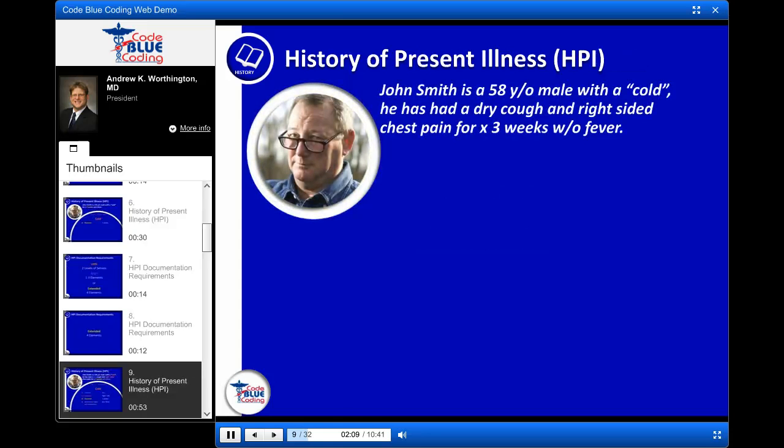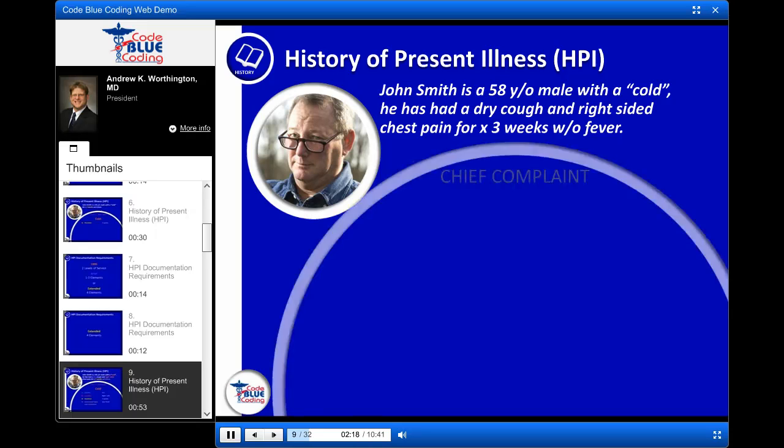John Smith is a 58-year-old male with a cold. He has had a dry cough and right-sided chest pain for 3 weeks without fever. There must be a chief complaint. In this case, the chief complaint is cold. We have 4 HPI elements.